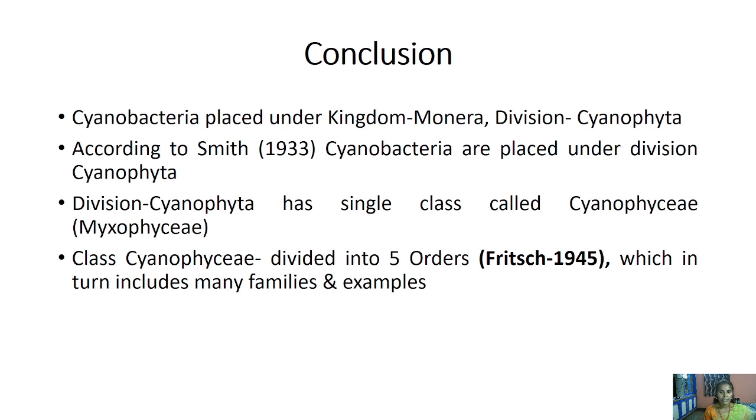Fritsch, in the year 1945, proposed a classification of cyanobacteria. According to him, the class Cyanophyceae is further divided into five orders, which in turn include many families and examples as we discussed. So, with this, I am going to conclude the topic classification of cyanobacteria.